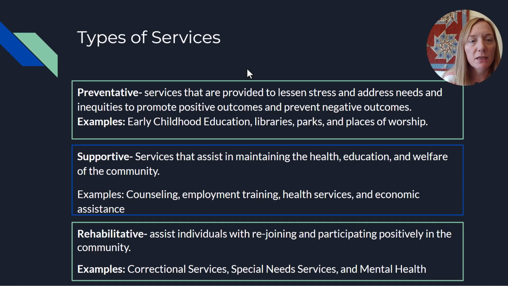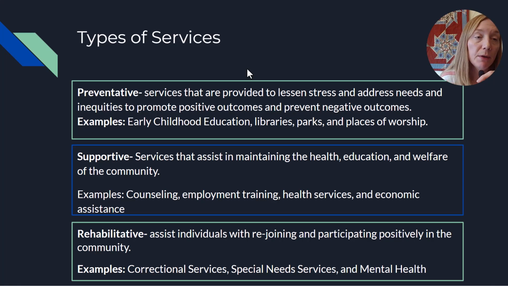The next type of services is supportive. Those are services that assist in maintaining the health, education, and welfare of a community. Thinking about things are going well. How do we keep this going? How do we keep our community going? Counseling, employment training, health services, and economic assistance are all types of supportive. So you're kind of already in the mix. We're already dealing with a set of circumstances. It's going well enough, but how do we keep it going well?